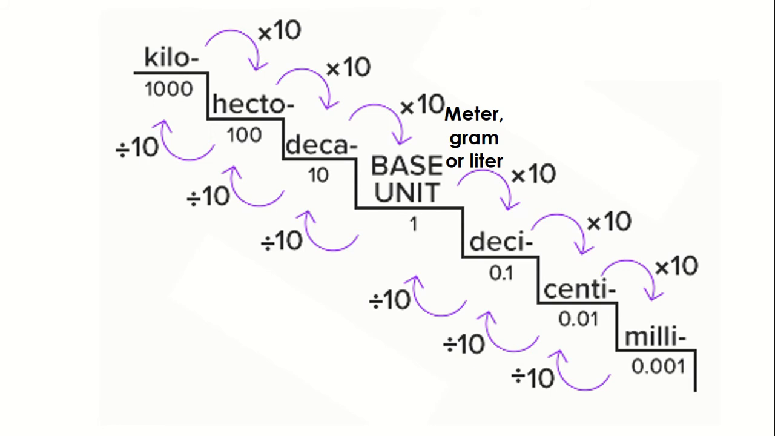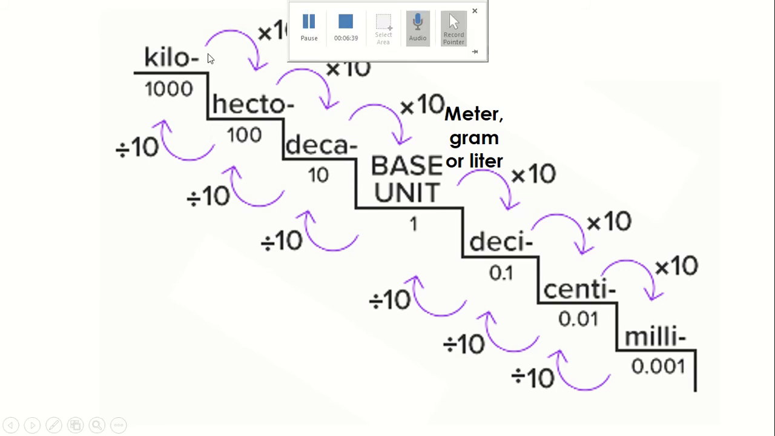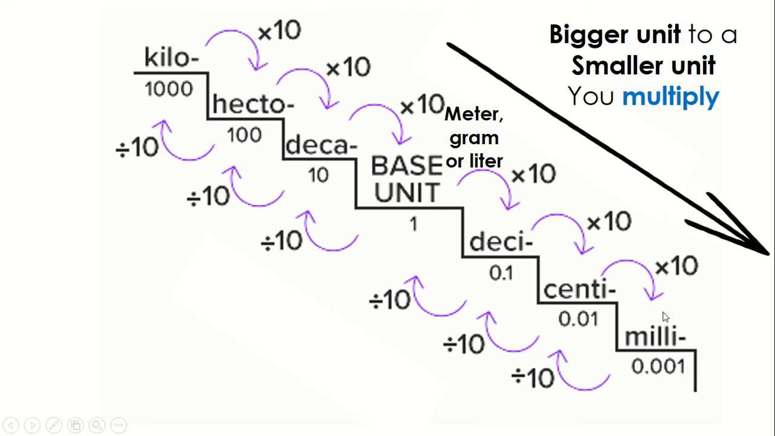So, we have here the illustration. So, first, dito tayo sa ating kilo, hecto, deka, base unit. Depende yan kung ano yung i-convert natin, kung length, weight, or capacity. So, we have here meter, gram, or liter. Deci, centi, and milli. Sabi dyan, if you are going to convert bigger unit to a smaller unit, you multiply.